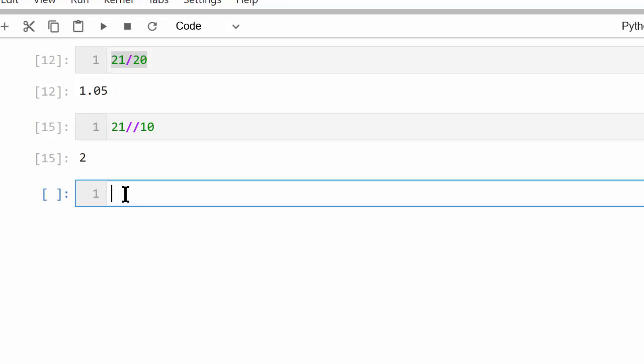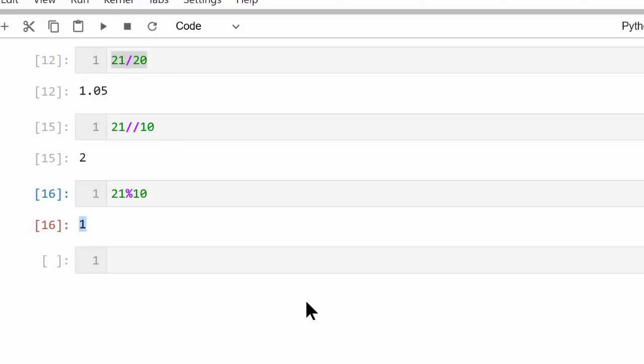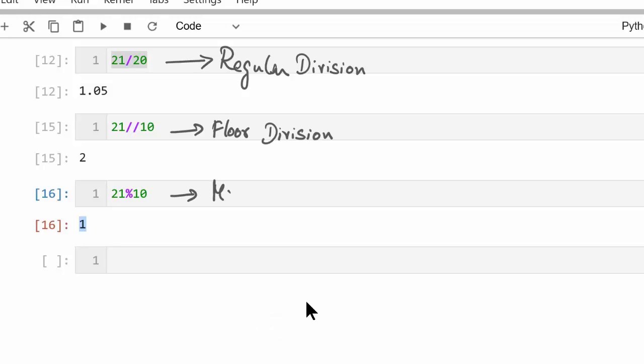And what about modulo division, which gives you the remainder? 21 percent 10. What should this give you? This should give you 1. Once again, this is regular division. This is floor division. This is modulo division. So this gives you the quotient. This gives you the remainder.